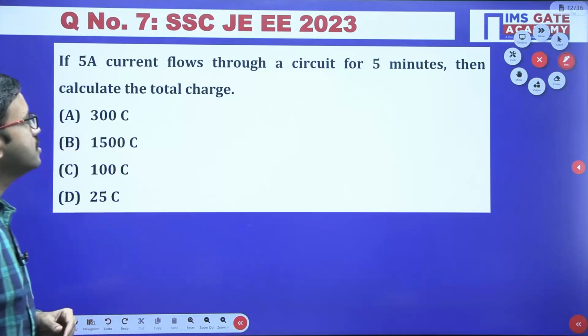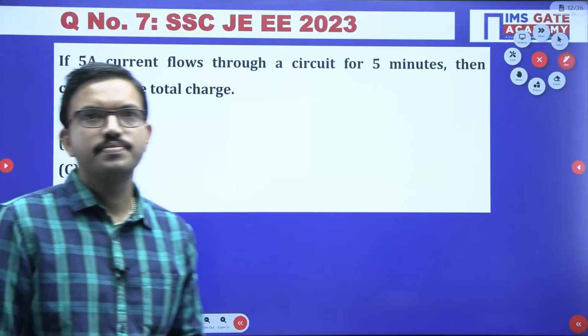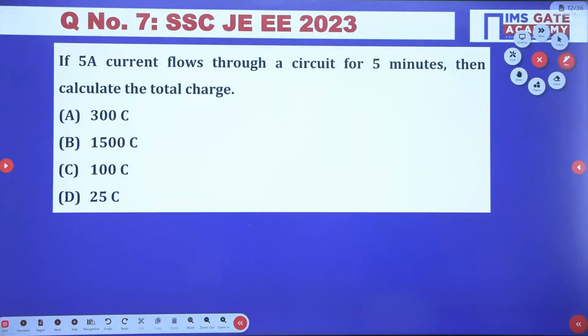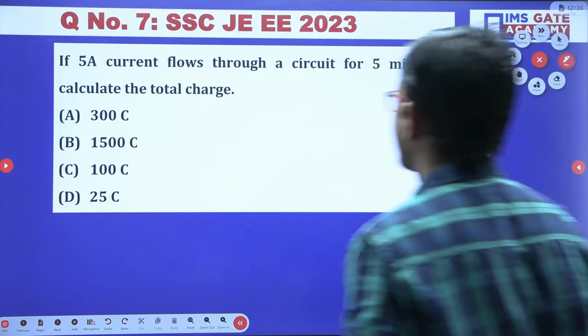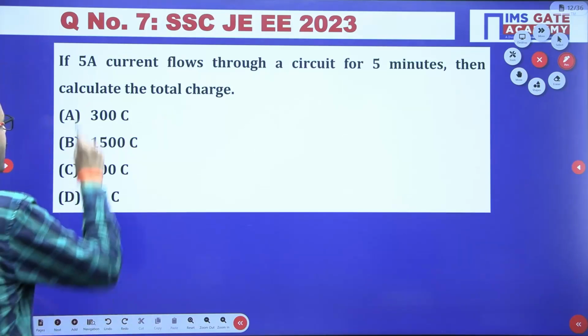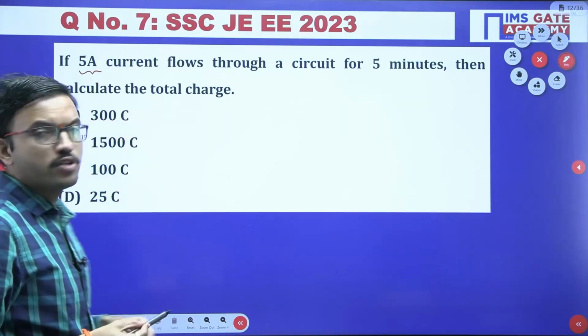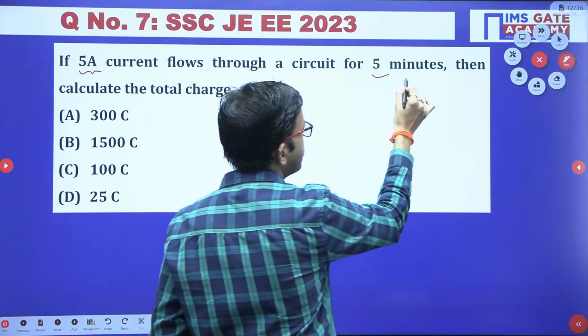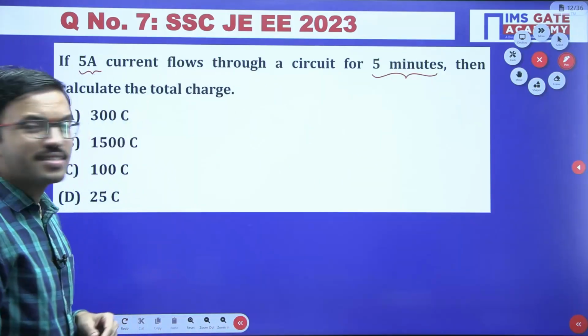Yeah, next question, all of you give it a try. Yeah, this is the direct question, right? You can observe here, you are having 5 ampere current that flows through a circuit for 5 minutes. Now they are asking the total charge.